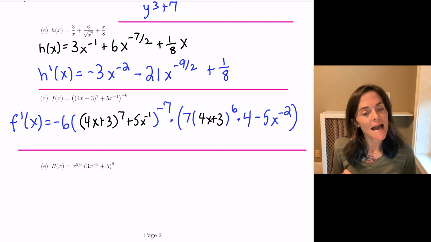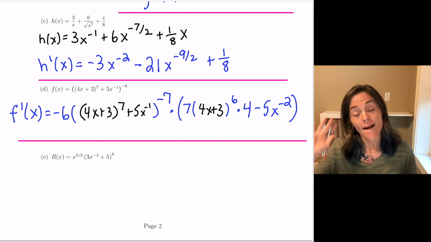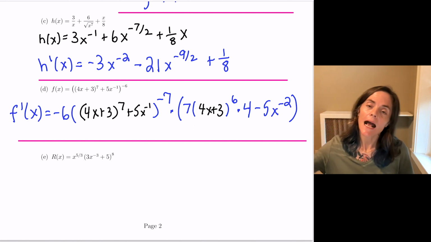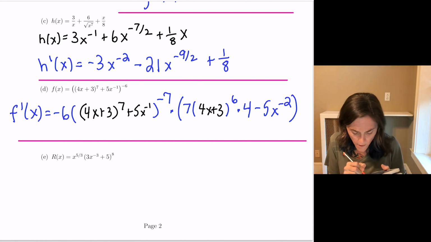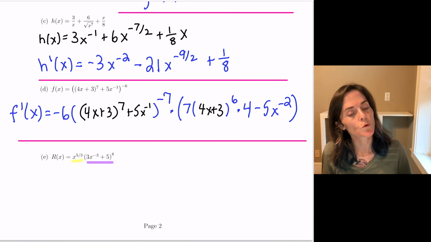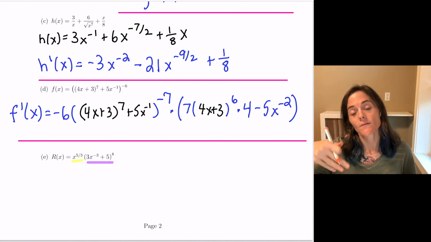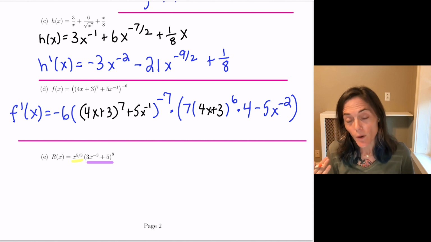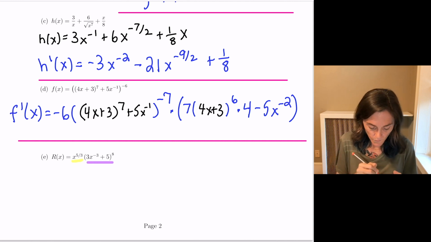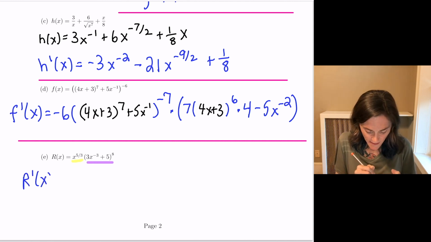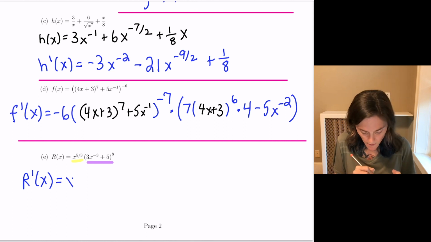Okay. Last one on this page is R of x. Fundamentally, I see a product. I see one function multiplied by another. Fundamentally, this is product rule. It's just when I go to take the derivative of the second, which is underlined in purple, well, I will have a chain rule here. So, R prime of x, we have first times derivative of the second. This is our chain rule.